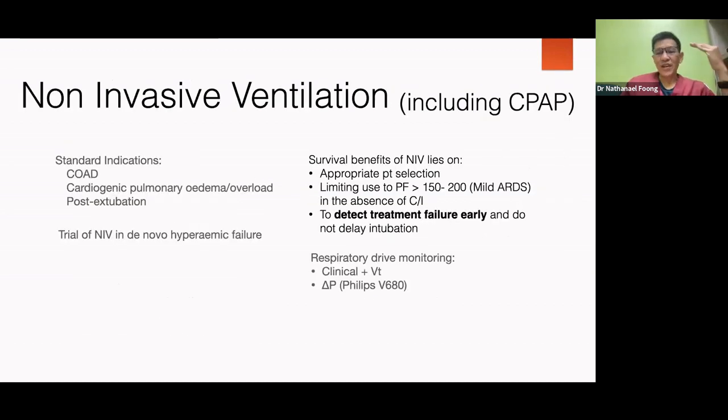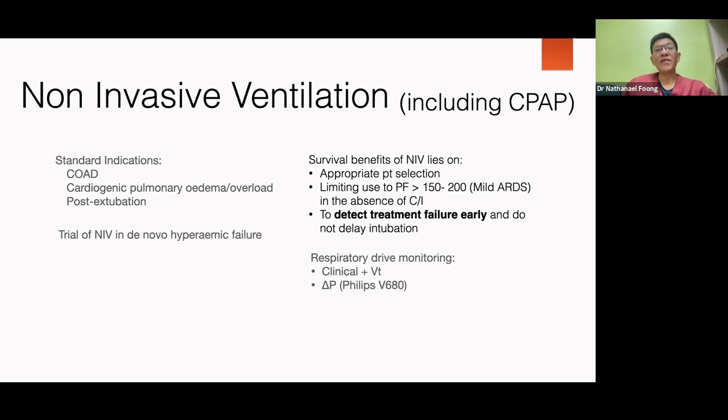Now, when it comes to non-invasive ventilation, let's include the CPAP. Our usage is usually restricted to the standard indications, because we do see a lot of our COVID patients coming with multiple comorbids, including those with COAD, those with heart failure, coming with pulmonary edema and overload.